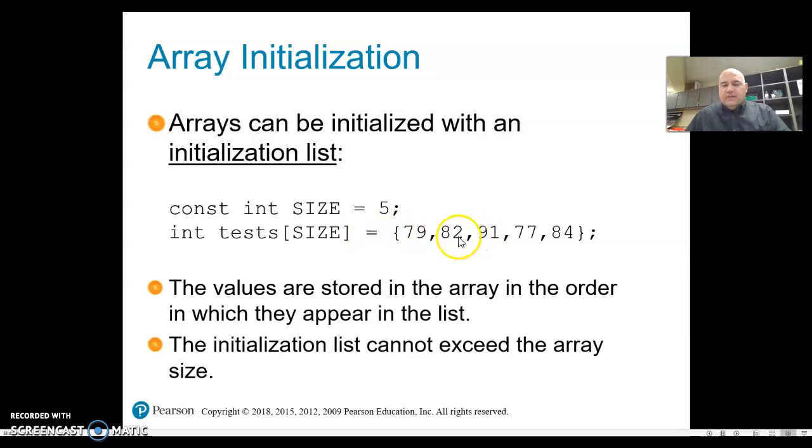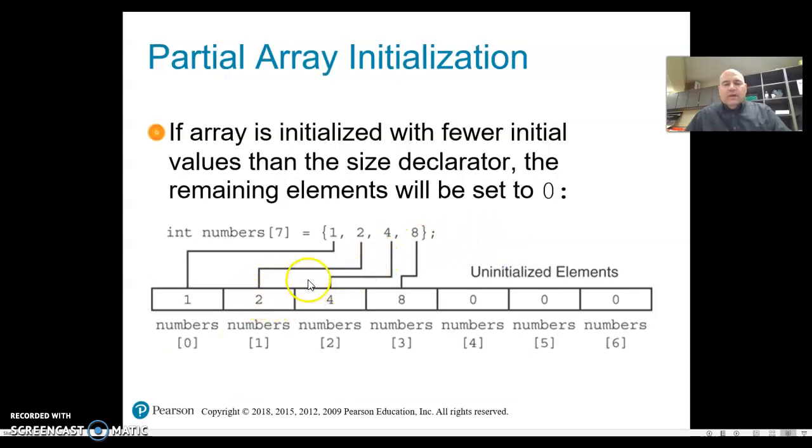All right. So what happens if you don't fill it? Just to give you a heads up, you can see we have declared this one to be size 7, but we only put 4 items in. It stores the items in that order, 1, 2, 4, 8, in slot 0, slot 1, slot 2, slot 3. But the rest, if it's an integer, get all zeros.